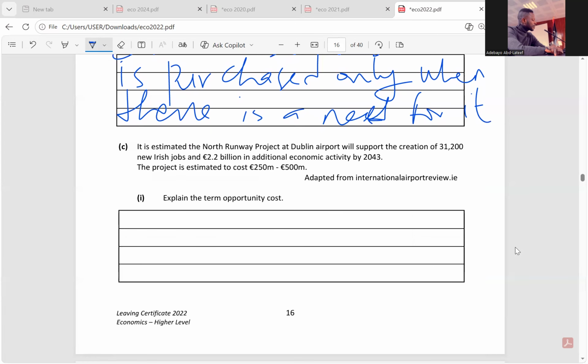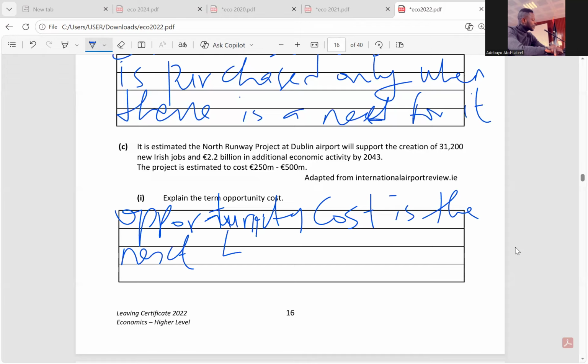It is estimated that the North Runway project at Dublin Airport will support the creation of 31,200 new Irish jobs and 2.2 billion in additional economic activity by 2043. The project is expected to cost 250 million to 500 million. Explain the term opportunity cost. Opportunity cost is the next best alternative forgone.